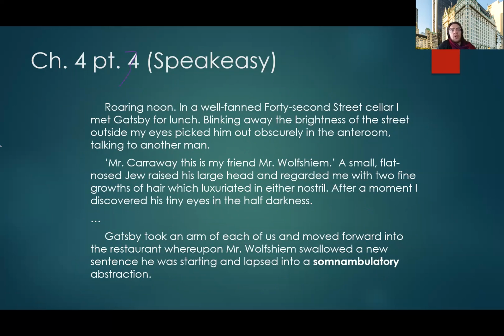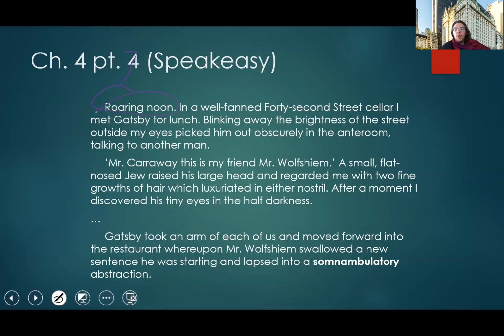And it begins, roaring noon. In a well-fanned 42nd Street cellar, I met Gatsby for lunch. Blinking away the brightness of the street outside, my eyes picked him out obscurely in the anteroom, talking to another man. Mr. Carraway, this is my friend, Mr. Wolfsheim. A small, flat-nosed Jew raised his large head and regarded me with two fine growths of hair which luxuriated in either nostril. After a moment, I discovered his tiny eyes in the half-darkness. A little later, Gatsby took an arm of each of us and moved forward into the restaurant, whereupon Mr. Wolfsheim swallowed a new sentence he was starting and lapsed into a somnambulatory abstraction.